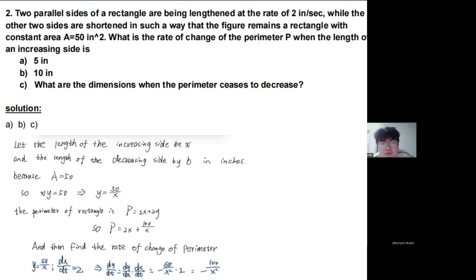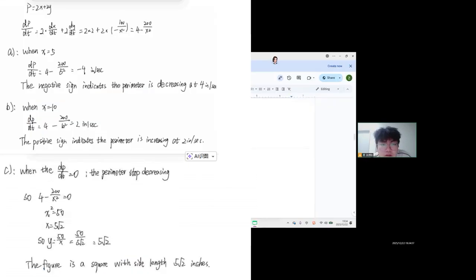And find the rate of change of the perimeter. We first know y is equal to 50 over x, and we know dx over dt is equal to 2. So we get dy over dt is equal to negative 100 over x squared. Now we get the final formula: 4 minus 200 over x squared.